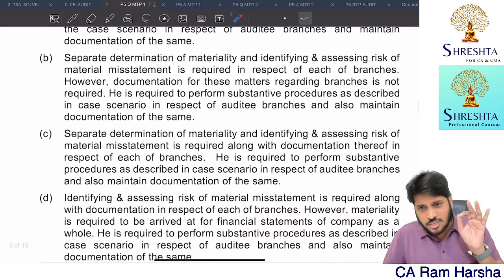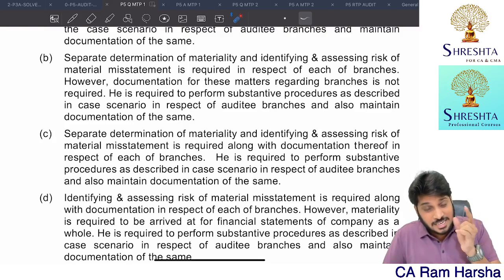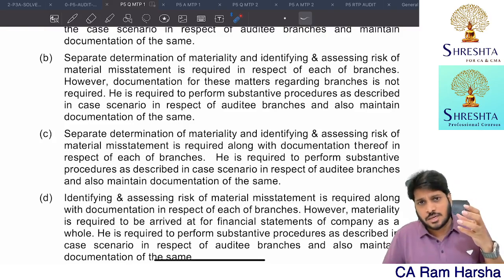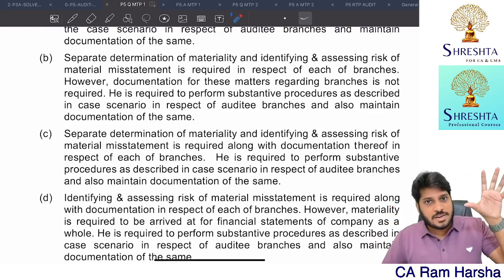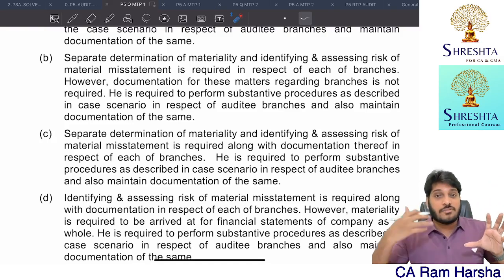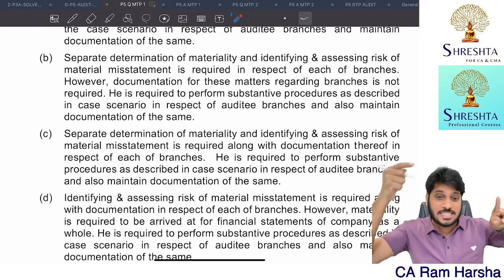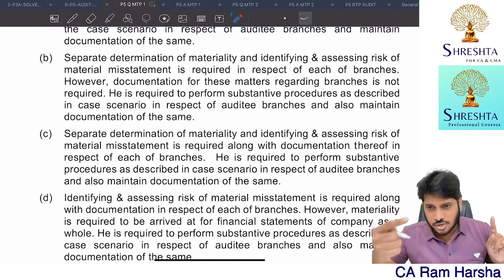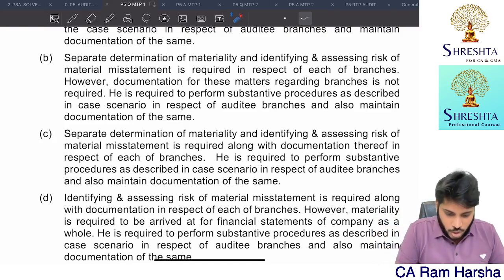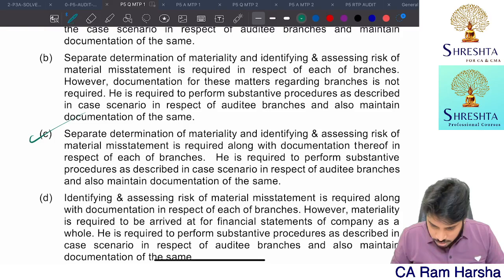When the branch auditor is performing branch audit, materiality at branch level he will decide and give an opinion on the branch as per that. Now that report the company auditor will be receiving, right? He will check what qualifications he made and he will cross-verify with the financials as a whole and consider whether it is material or immaterial. I told this in the audit report topic. So option C, I felt.